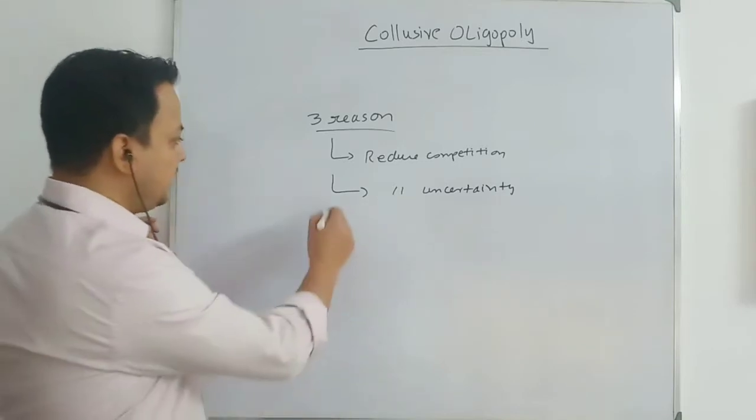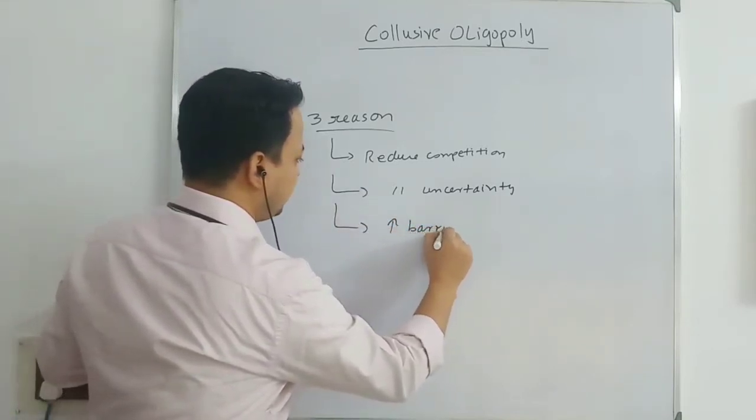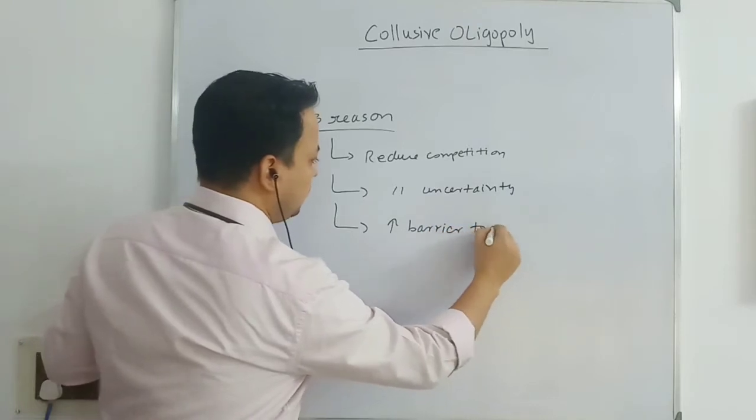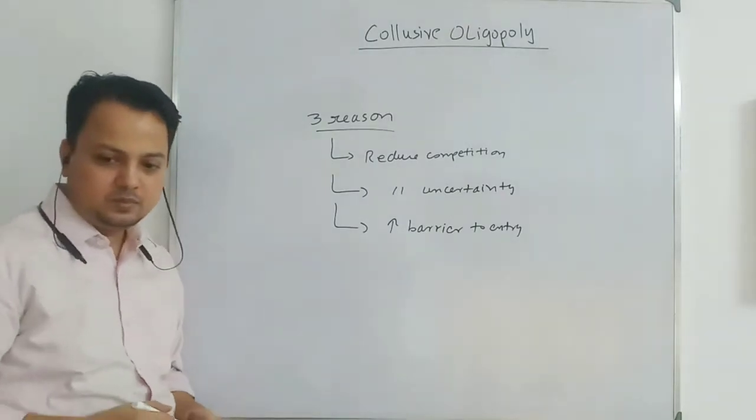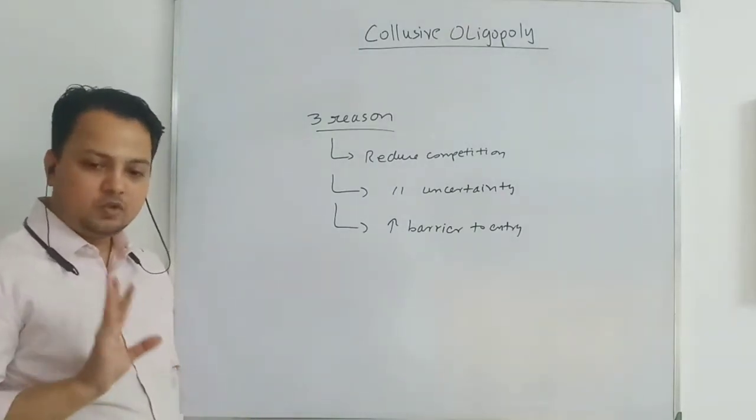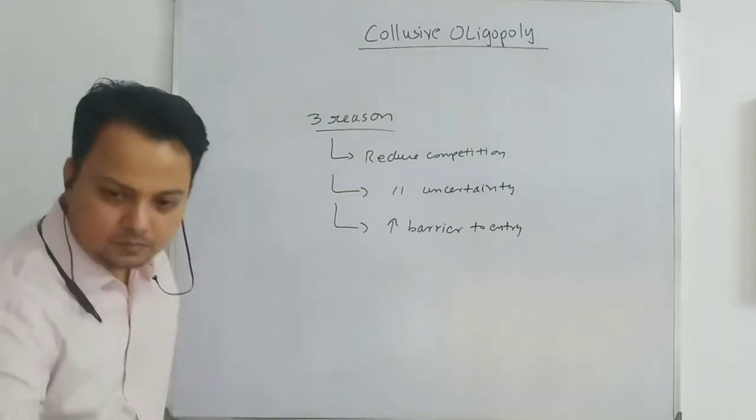Third, it increases barriers to entry. It is because of these three reasons that we see collusion take place in the case of the oligopoly market structure.